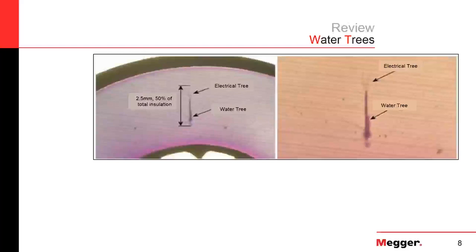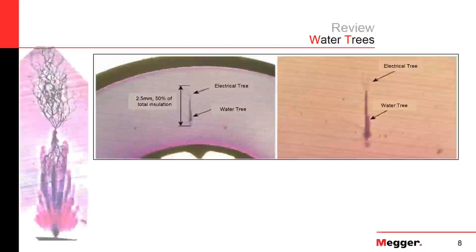This one forms out of the middle of the cable. If we zoom in even farther, we can see that the electrical trees form at the tip of the water trees, and eventually they'll breach the entire distance of the insulation. This one's very close. It looks like it's breached all the way to the top, and it's about halfway to the bottom of the screen there for the electrical tree.